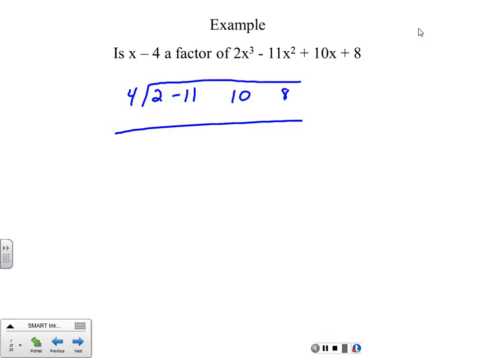All right. First step, drop that 2 straight down. 4 times 2 is 8. Put the 8 underneath the negative 11. Add them together, and we'll get negative 3. Multiply 4 times negative 3, and you're going to get negative 12. Add them together, and you're going to get a negative 2. 4 times negative 2 is negative 8. Add them together, and you get that 0, so your answer is yes.